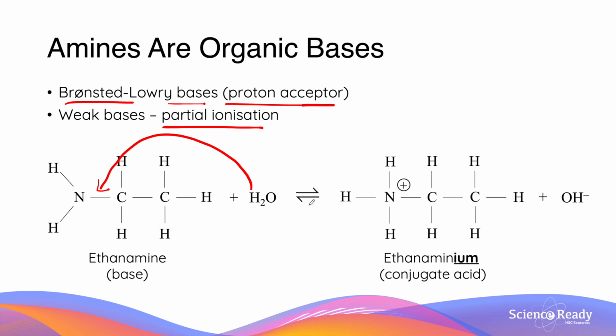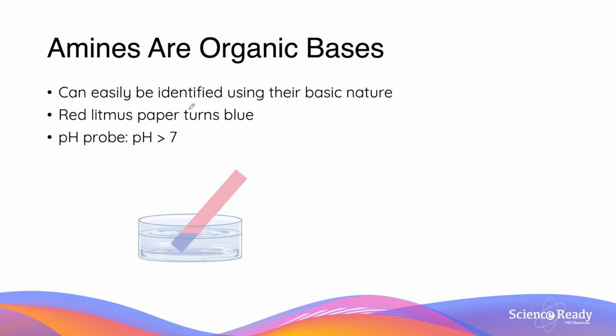Since amines are weak bases, their ionization reaction is reversible, as you can see here, and this reversible reaction usually exists in an equilibrium if the conditions allow it. Since amines are basic, they can be easily identified from other functional groups using a red litmus paper test, whereby the red litmus paper turns blue when it's dipped in the basic solution. In addition, a pH probe can also be used, and of course this will give you a pH reading of greater than 7 at room temperature.